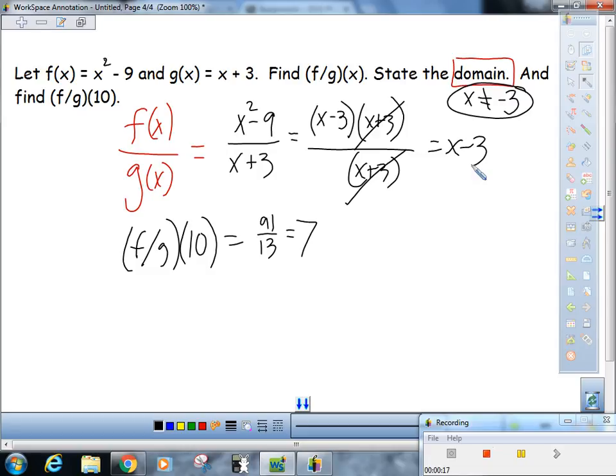It all works out. Okay? If you put in a 10 here, 10 minus 3, it still gets you to 7. So that's how it works. You could have done it either way, okay?